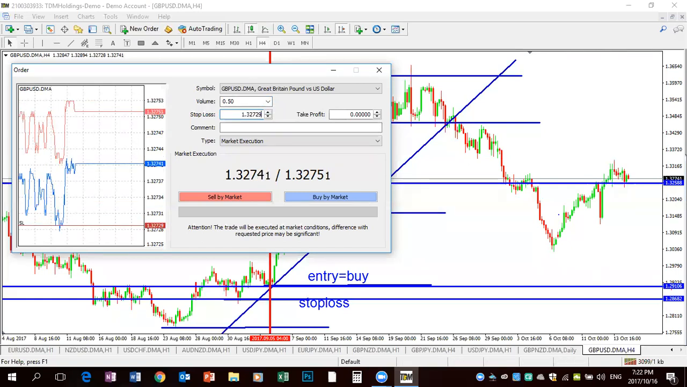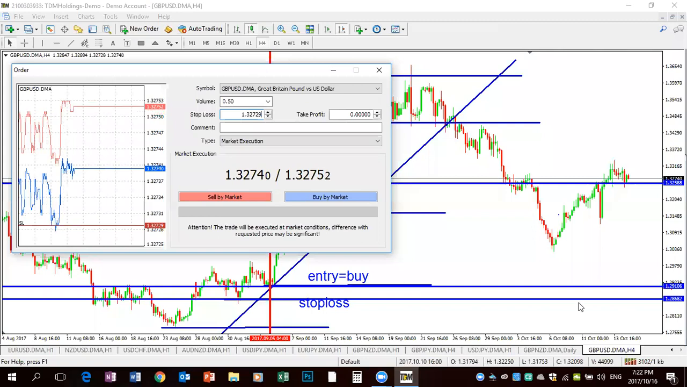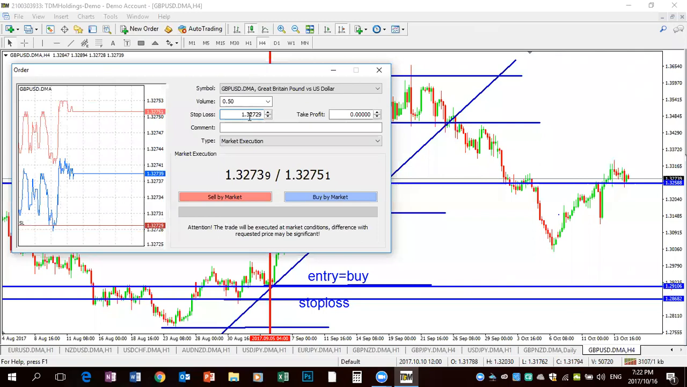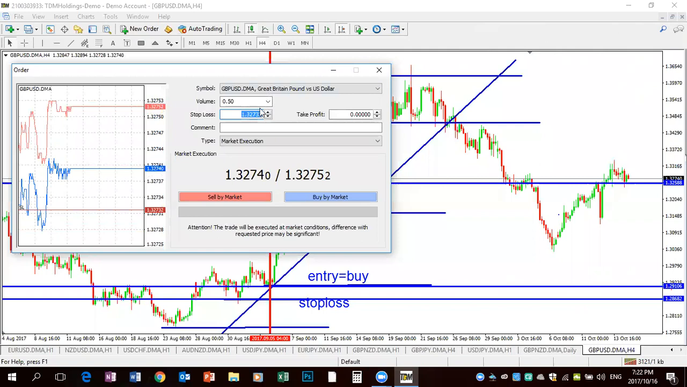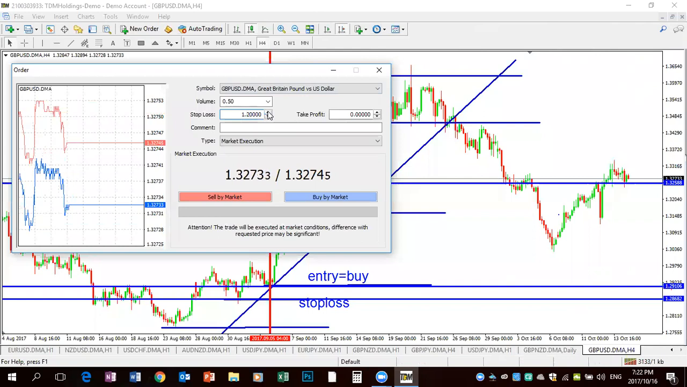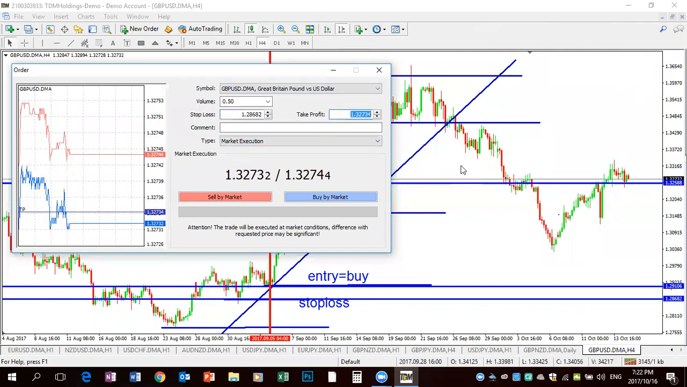It's 1.28682. I've just punched in my stop loss in price. So this is my take profit in price. It's 1.32588. Right? Now, what is left for me?